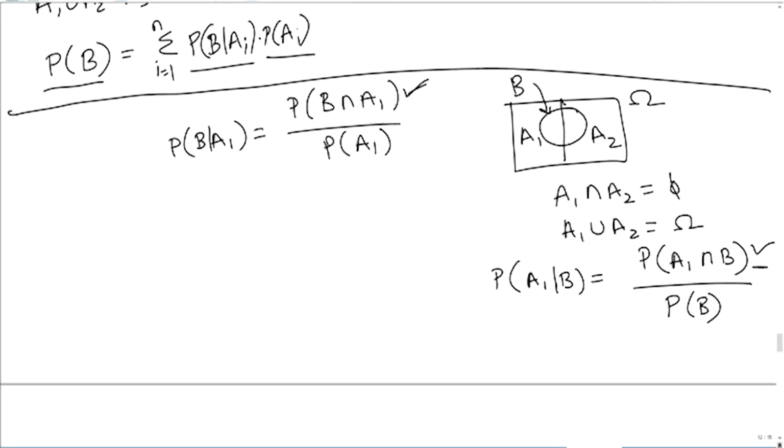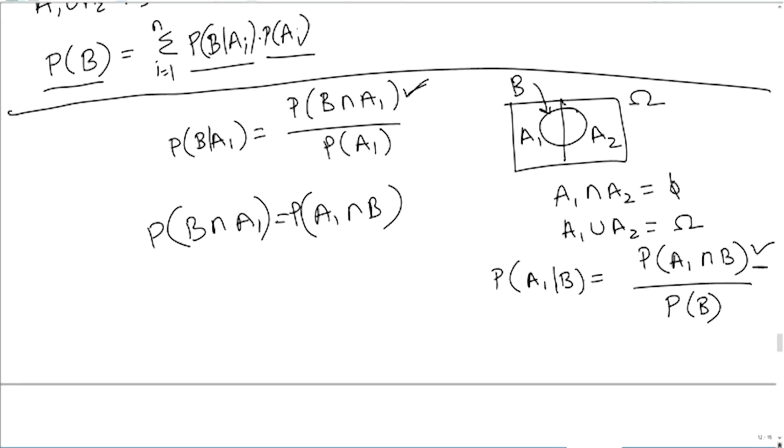Are these two events different? B intersection A1 and A1 intersection B. Well, they should be the same event. You are just writing them in a different order. So B intersection A1 will be the same event as A1 intersection B. We are talking about the same event. So that means the probability of B intersection A1 and the probability of A1 intersection B should be the same. So the numerator in the right hand side terms should be equal.